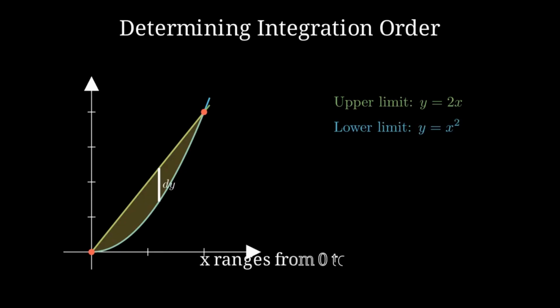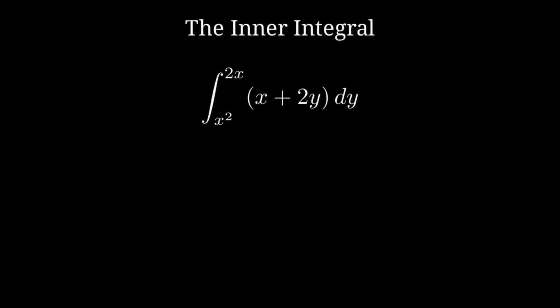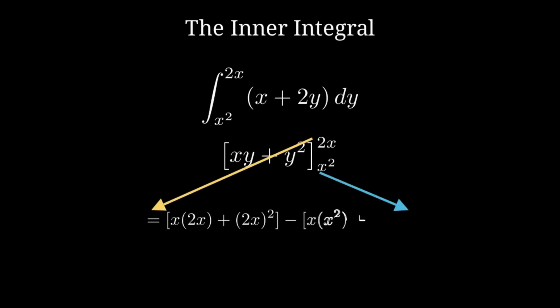Looking at our vertical strip, the bottom boundary is the parabola x squared, and the top boundary is the line 2x. Our x values range from the first intersection at 0 to the second at 2. Now we perform the inner integration with respect to y. The antiderivative of x plus 2y is xy plus y squared. We then substitute our upper limit 2x and our lower limit x squared into the expression.